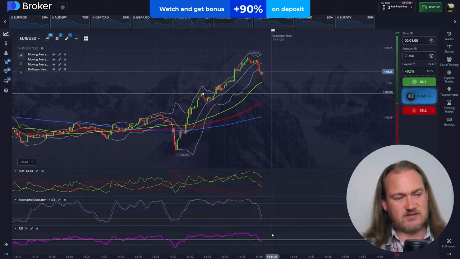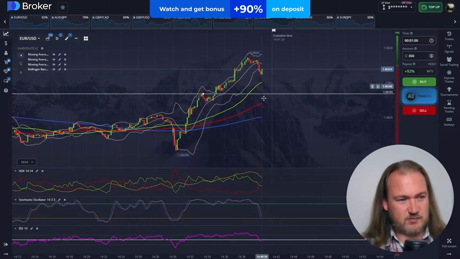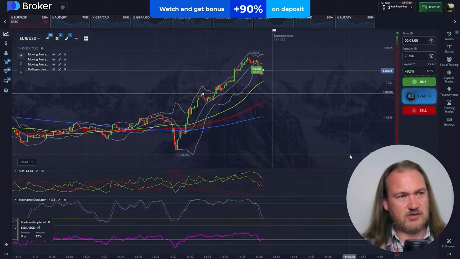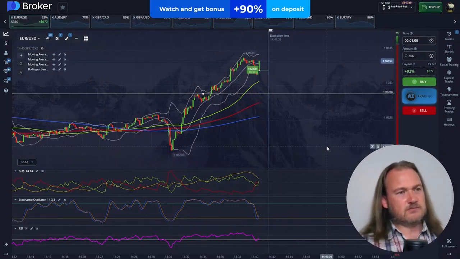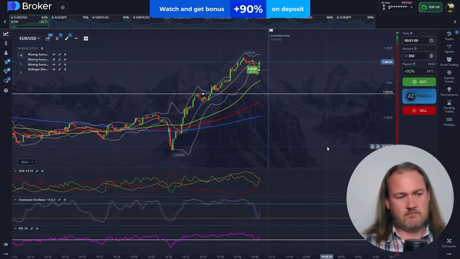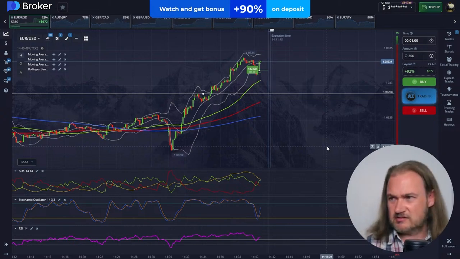We have some divergence setting up here. My RSI does look like it's rejecting. I am outside of the Bollinger Bands. If this stochastic closes, there we go. Okay, so I'm going to take a buy here and see what happens. Lovely. There we go. Patience gets rewarded. Stick to your strategy. It's simple as that.